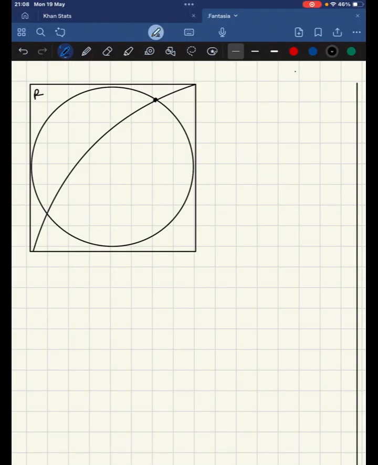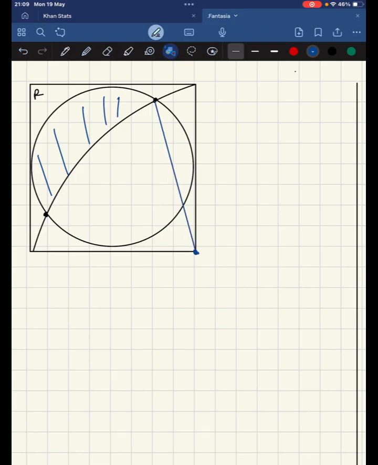Okay, so I'm going to do this problem again. We have these points, and they want us to calculate this area over here, right? And then they tell us that the radius of this circle is 10.